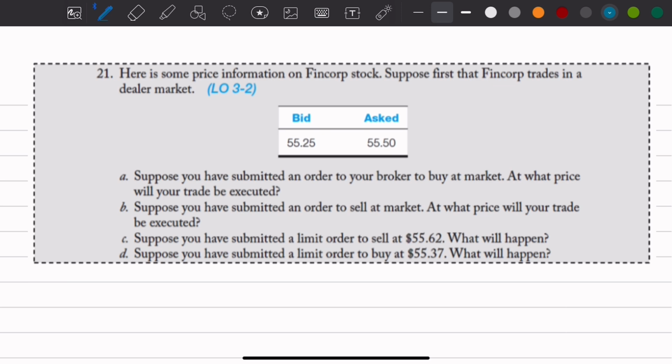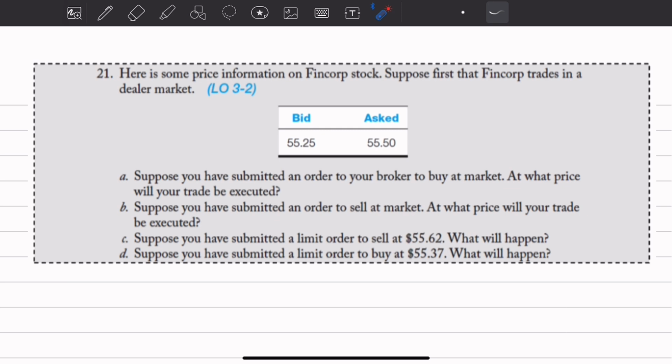In this video we're going to be looking at problem number 21. So let's read it. It says, here is some price information on FinCorp stock. Suppose first that FinCorp trades in a dealer market. And then they're showing us the bid price and the asked price for the stock. Now let's read the requirements.